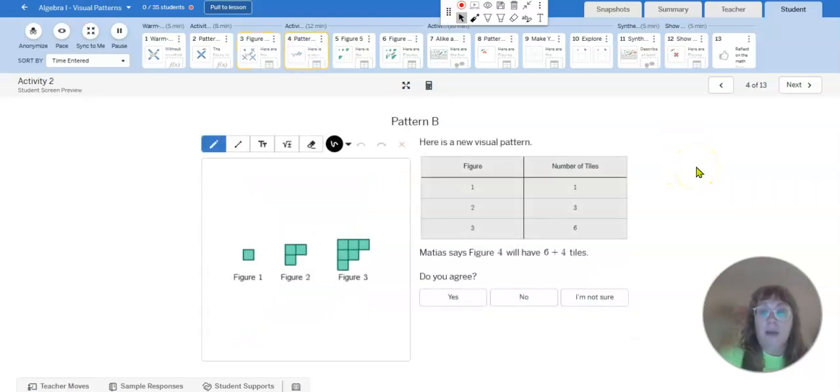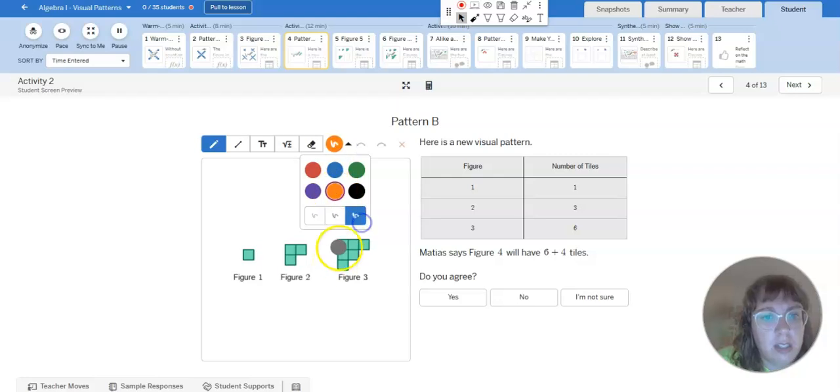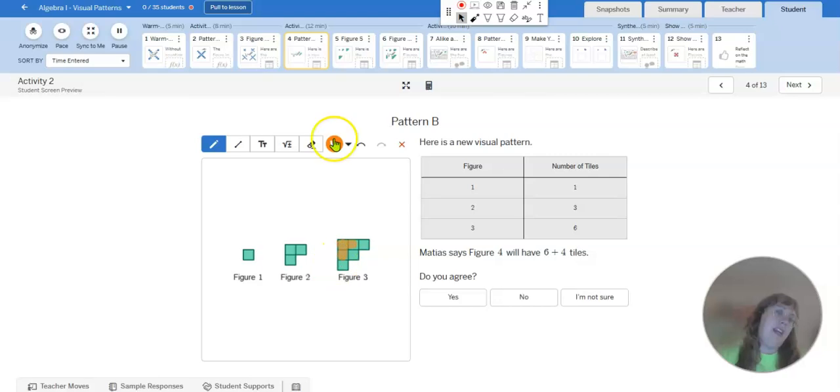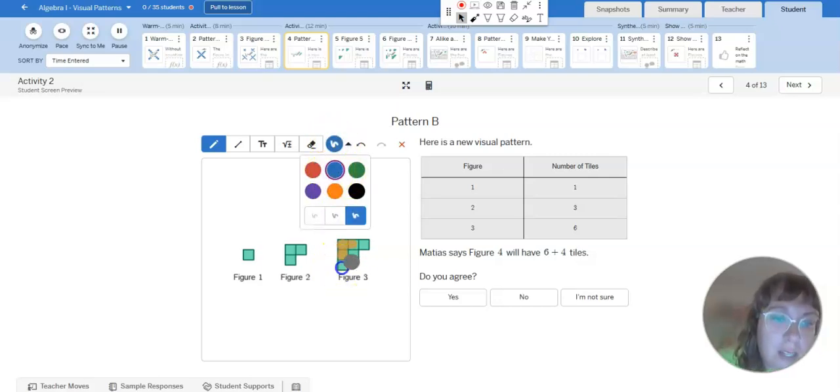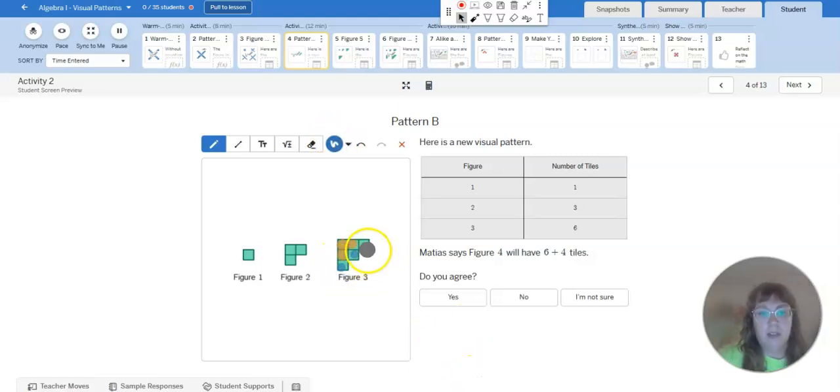Pattern B. So now we have a different shape happening. Figure 1 starts with one box. Then we add another one underneath it and to the right of it. Then we're adding, so here's, I'll highlight our figure 2. And then we're adding these stairs all around it. Boop, boop, boop, to get our figure 3.